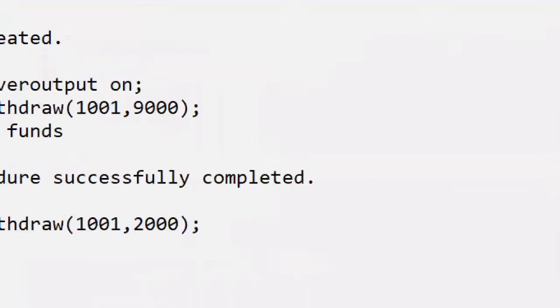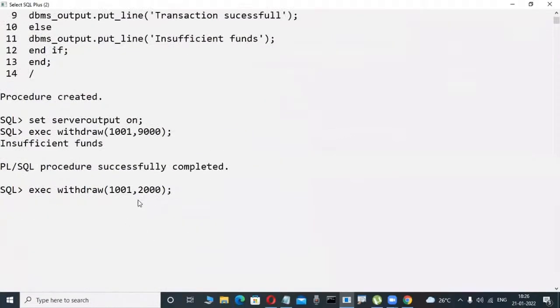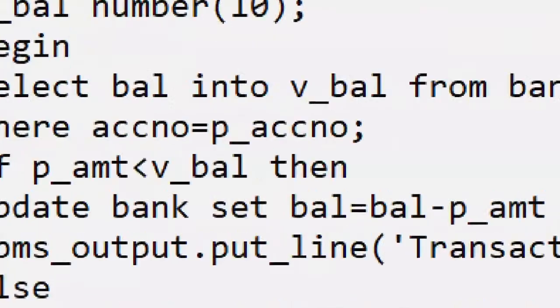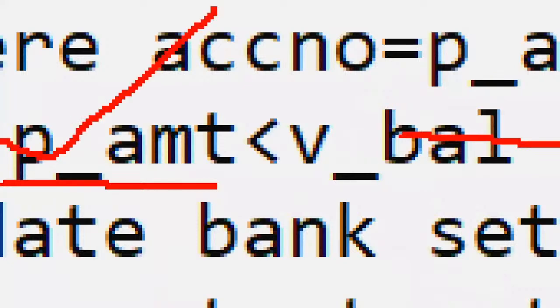Why? Because here my balance is 3,000, but I try to withdraw 2,000, which is only possible when the passed amount, that is 2,000, is less than the available balance, in this case 3,000. Here this 2,000 is less than the 3,000.